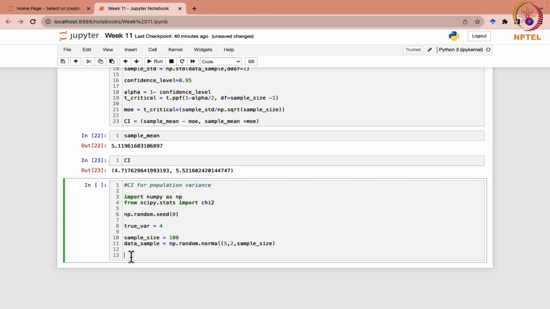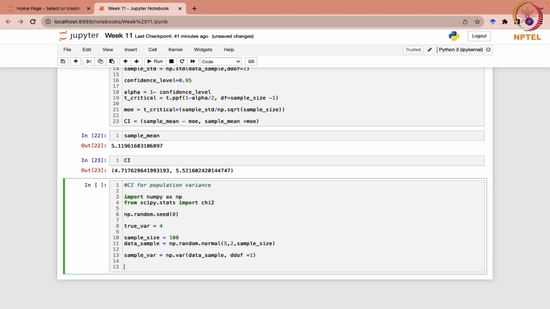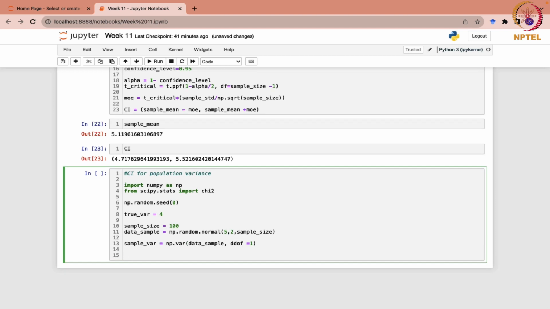Now you can calculate the sample variance. So sample variance, as we know, would be np.var, using numpy's function, and we would write data underscore sample with the degrees of freedom as 1, specifying that we are calculating the sample variance and not the population variance. Then you would set the confidence level. Conf level, let me just write a short form. It is 0.95, so a 95% confidence level.